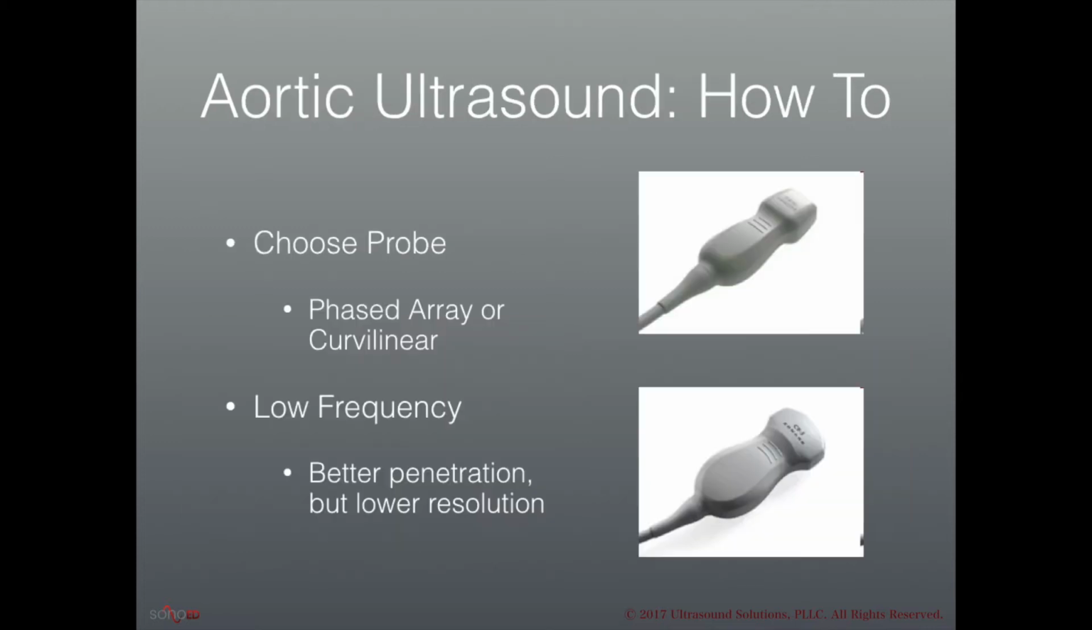So to begin performing this ultrasound, we're going to choose a low-frequency probe, either the curvilinear probe or the phased array probe. Recall that these low-frequency probes provide deeper tissue penetration, but at the cost of lower resolution. My preference between these two probes would be the curvilinear probe seen in the bottom image because its larger footprint displaces more bowel gas and is less uncomfortable for the patients.